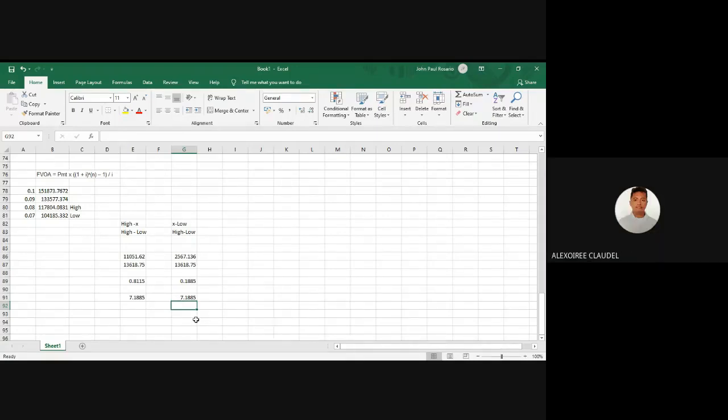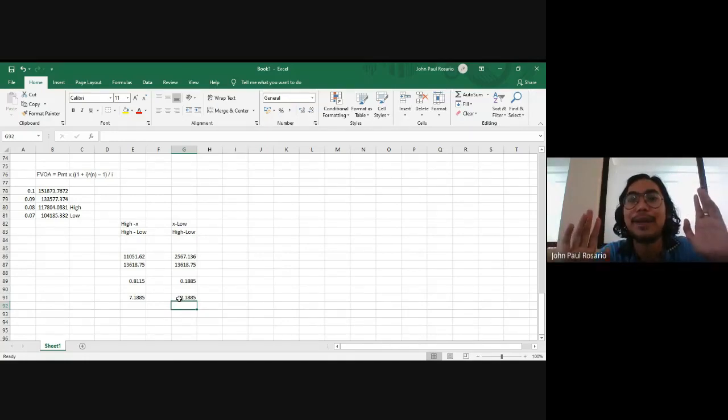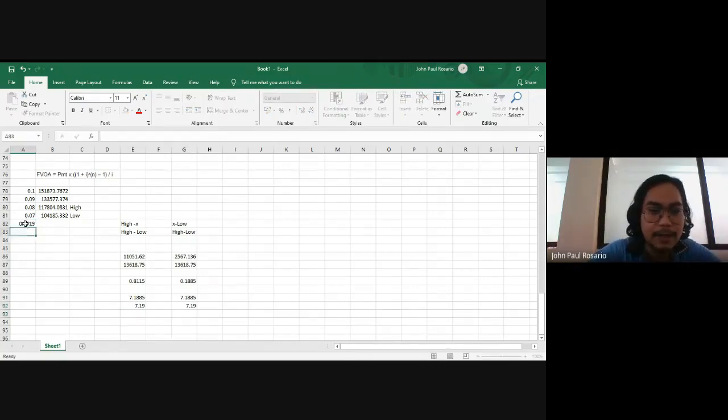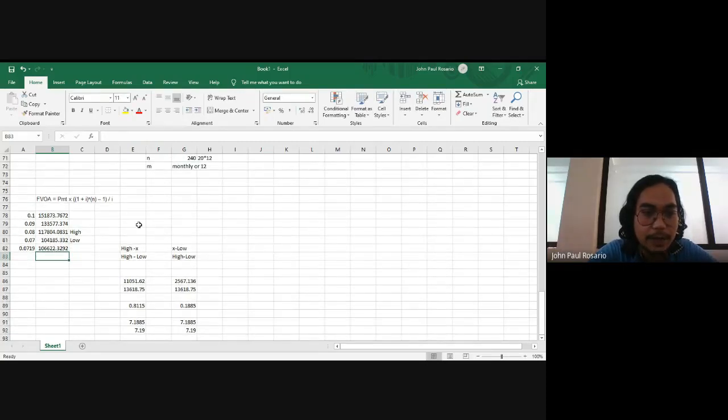Always remember that interpolation is approximation. Okay? So with that, let's use 7.19. Round up, 7.19. So using our formula here, 0.0719, let's see if we will get the same, if we will get 106. So this is 719, and here is 19. What I got is 106,622.3292.